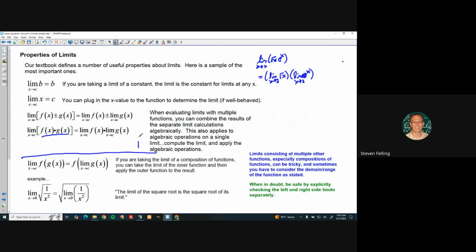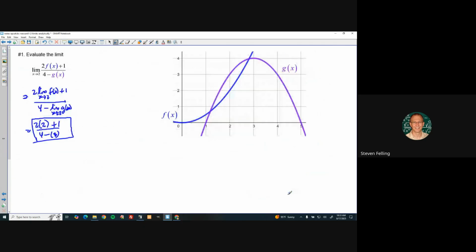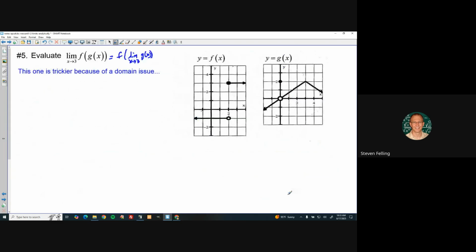All right, so just a point of order here on these properties. All these ones are really straightforward. This one is tricky because of these issues. So when in doubt, just explicitly check the limits on the left and right side separately all the way through the problem, and then you'll get the right answer. All right, so let's take a look at another problem.